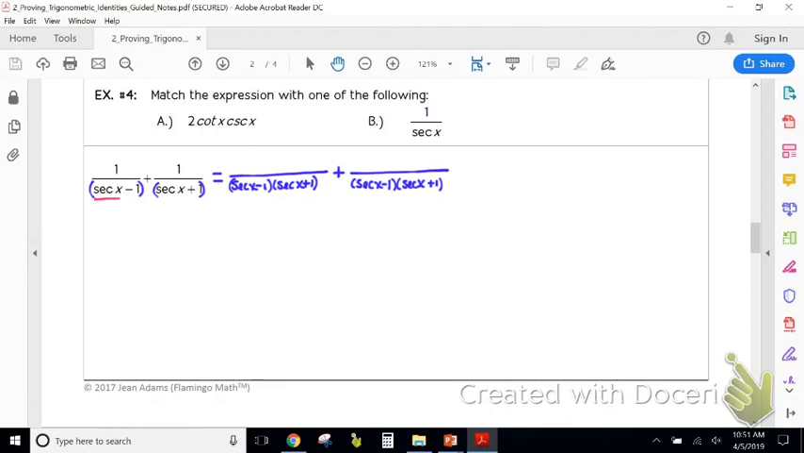So we multiplied this first denominator by secant of x plus 1. So we're going to multiply the top by it as well. The second denominator we multiplied by secant of x minus 1. So we're going to multiply the top one by that as well. Oops, did it backwards. Alright, so what can we do now?